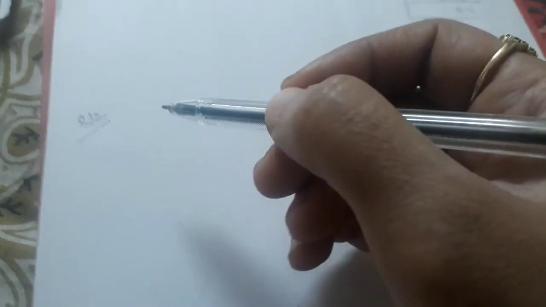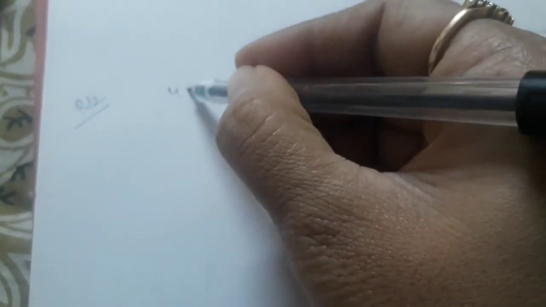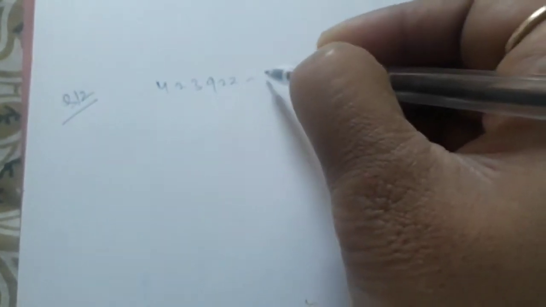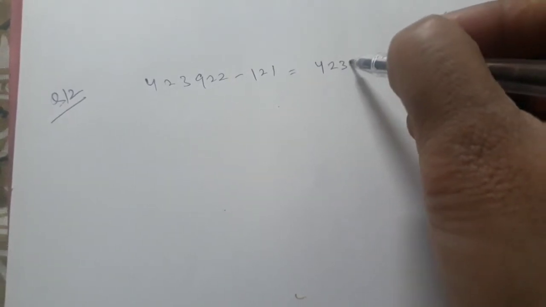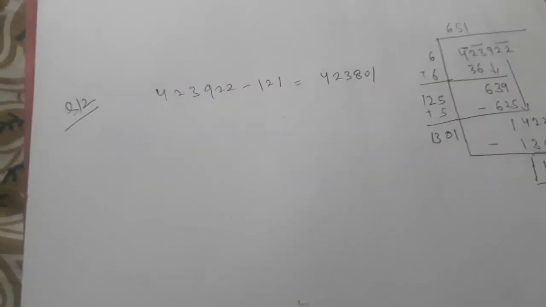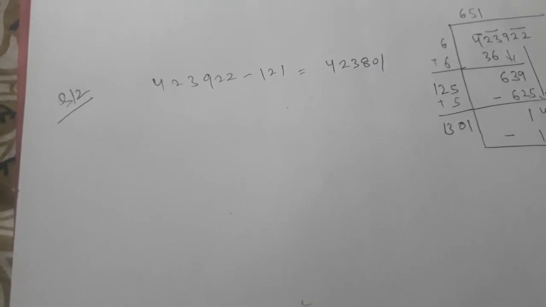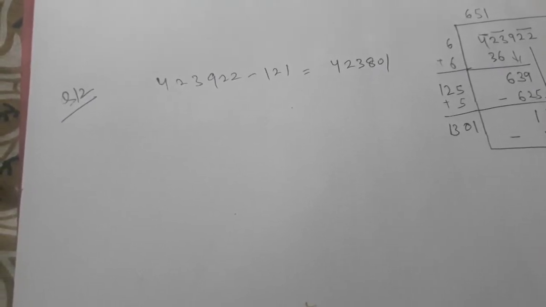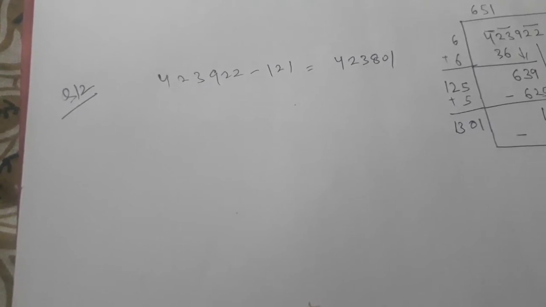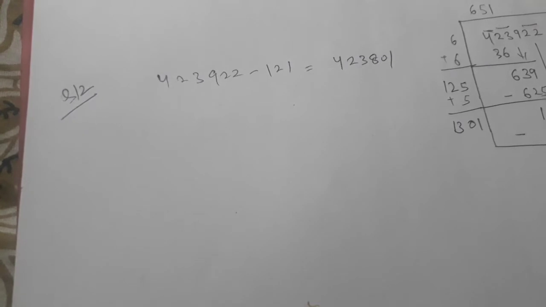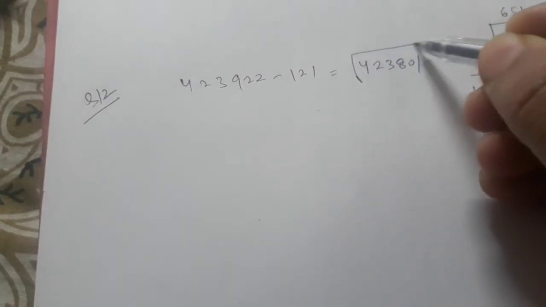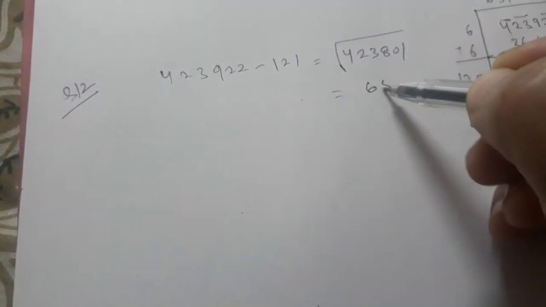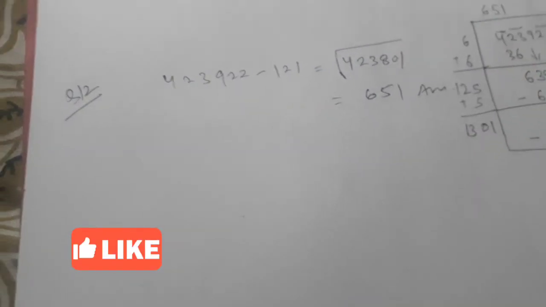So here we will subtract 121 from 4,23,922. The answer would be 4,23,801. We have also been asked to find the square root of the perfect square. So the square root of 4,23,801 will be 651. That will be the answer.